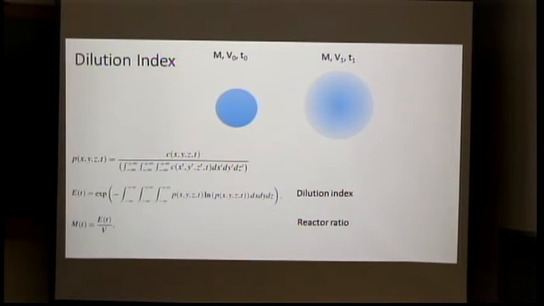That is a little bit like entropy, right? And then this dilution index has a maximum value, when the total mass is occupying the whole domain of the simulation. That is the maximum dilution that you can get. So the reaction ratio is this dilution index divided by the total volume of the domain, so you go to the maximum value.